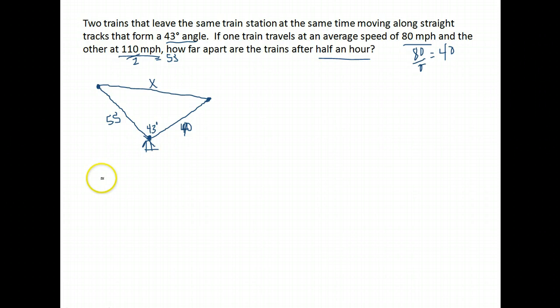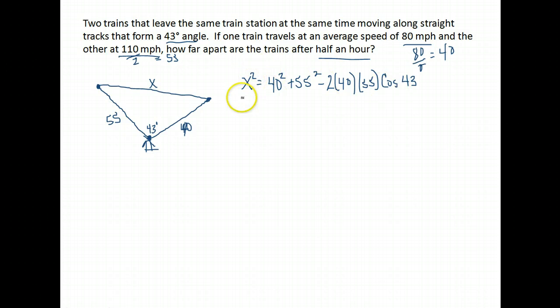So we start with the side opposite the angle, which happens to be x. That side squared is equal to the other two sides squared and added together, so 40 squared plus 55 squared, minus 2 times 40 times 55, I believe I said 55, times the cosine of our angle, which is 43. And here we just need to calculate that, and then we'll take our square root and we'll be done.